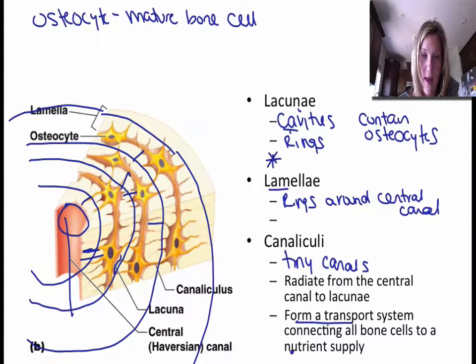So I think we'll go ahead and stop there. The next video will cover formation of the human skeleton and how bone develops.